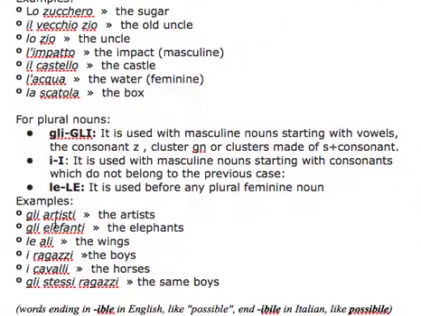So let's see. We use gli artisti, gli elefanti, gli stessi ragazzi. They start with a vowel, or they start with an S, or a Z, or a cluster GN or a cluster made of S plus consonant. It's not easy. That's why I was trying to simplify everything. But i is for masculine nouns starting with consonants, so everything else.